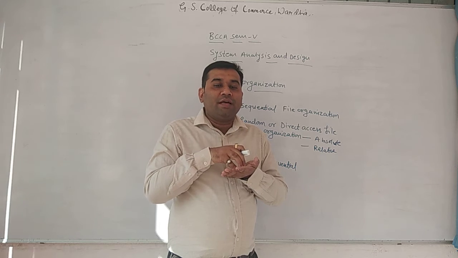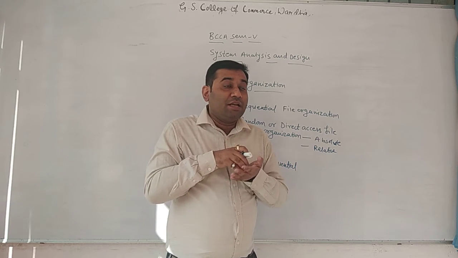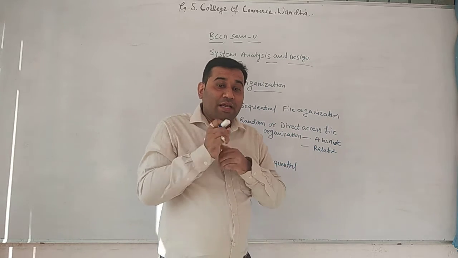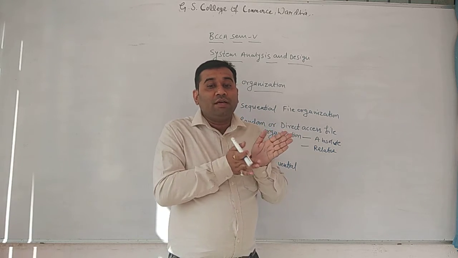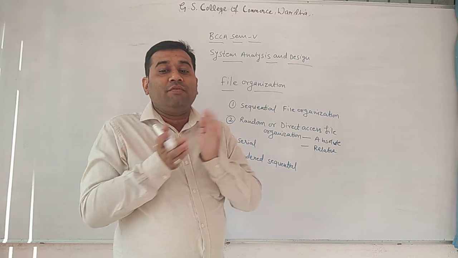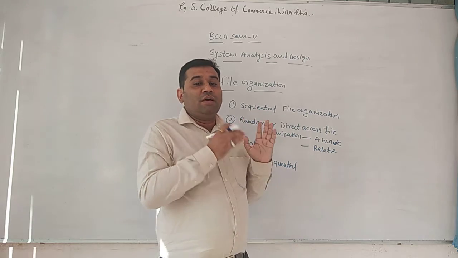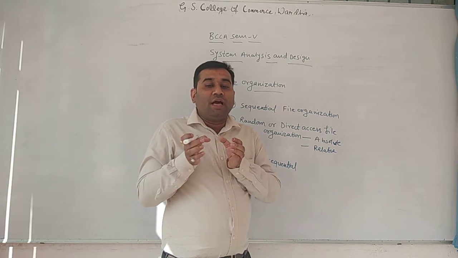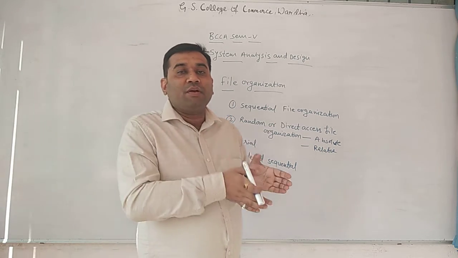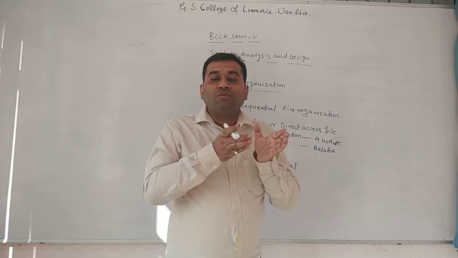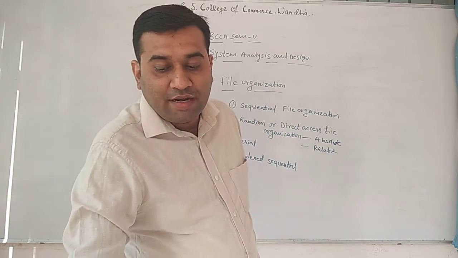Records are stored randomly but accessed directly. Record key is used to determine where the record is stored on the storage media. Magnetic and optical disks allow data to be stored and accessed randomly.